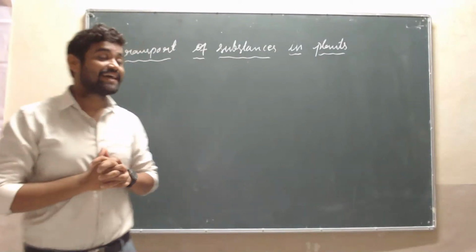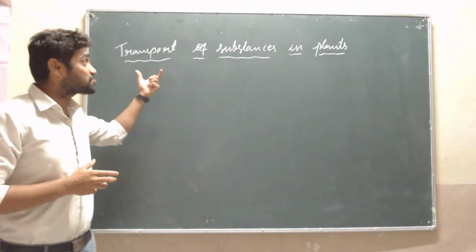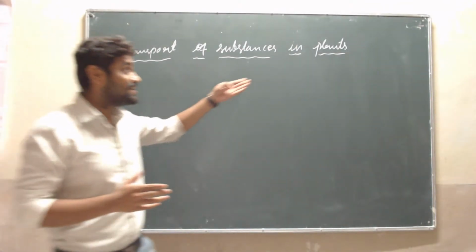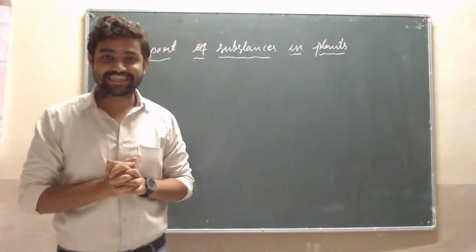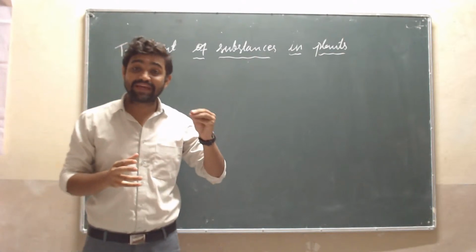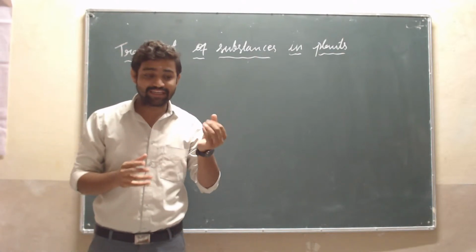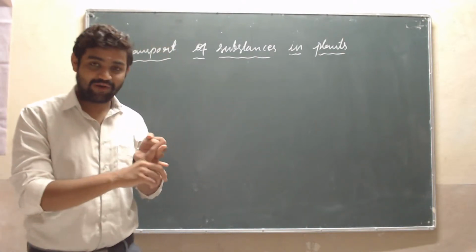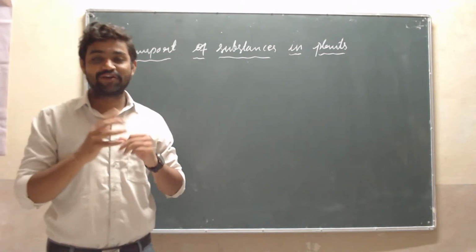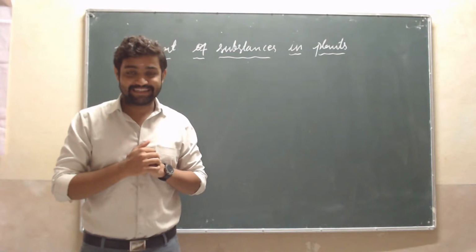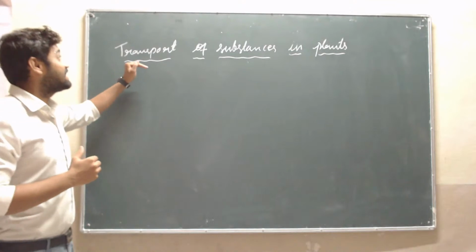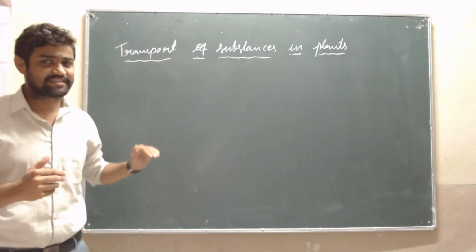In this session, I will explain transport of substances in plants. You know that plants are autotrophs in nature. What is meant by autotrophs? Yes sir, they prepare their own food using carbon dioxide, water and sunlight, and the process is called photosynthesis. Now, in this session we have to study the transport of substances.